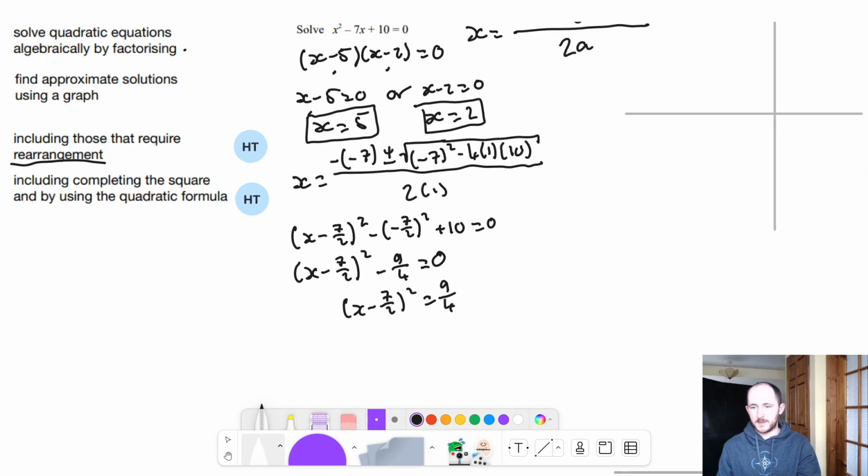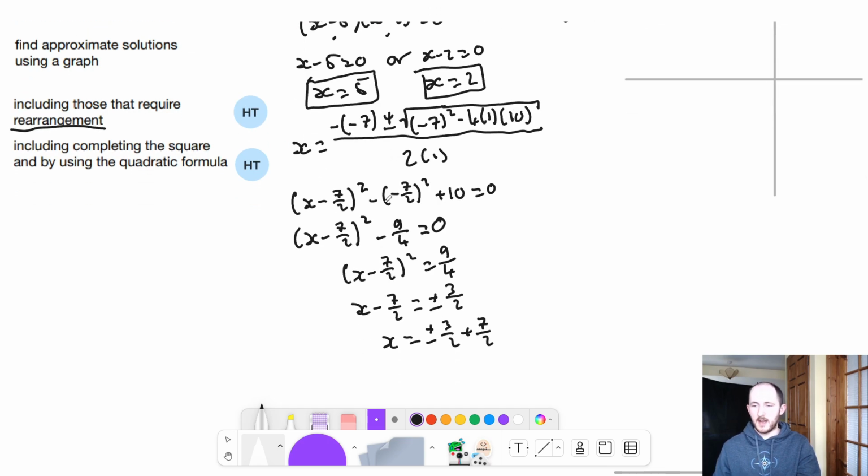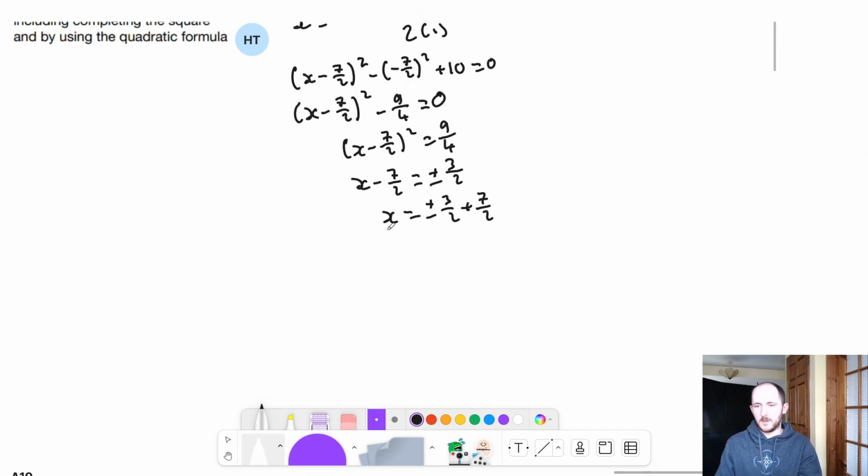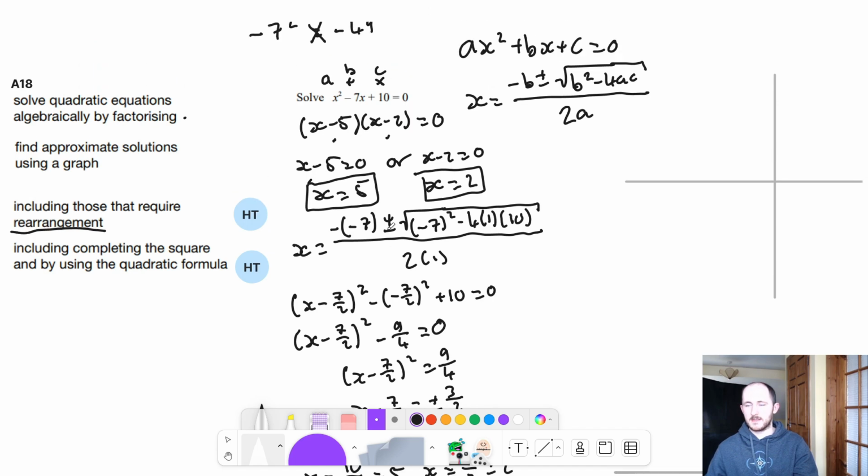I'm going to square root both sides, which gives me x minus 7 over 2 equals plus or minus 3 over 2. So then x is equal to plus or minus 3 over 2 plus 7 over 2. Now you can actually solve this because it means either x is equal to plus 3 over 2 plus 7 over 2, which is 10 over 2, which is equal to 5, or it's equal to minus 3 over 2 plus 7 over 2, which is 4 over 2, which is equal to 2. So again, there's like 3 different ways of doing it.